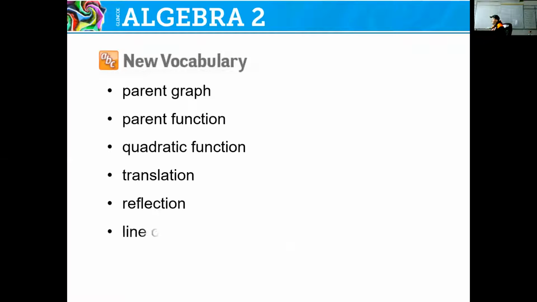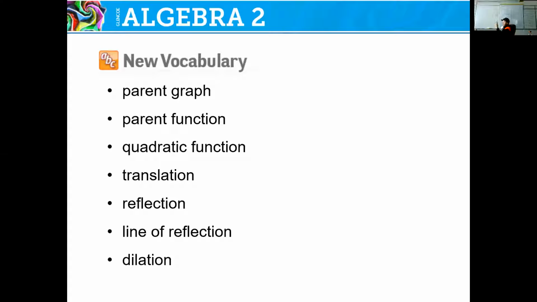So your new vocabulary. We have parent graph and parent function. Parent graphs and parent functions: each graph has a family. Like x squared and 3x squared are part of the same parent. They have the same characteristics, so they function the same. The parent graph is the simplest form. We have the quadratic function, which is for x squared.